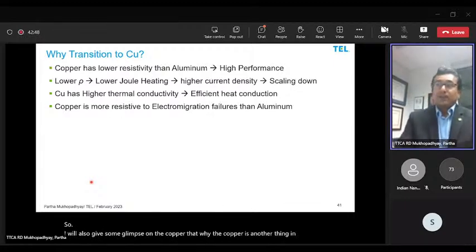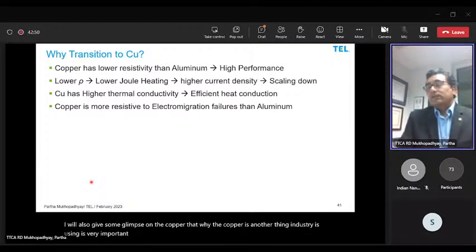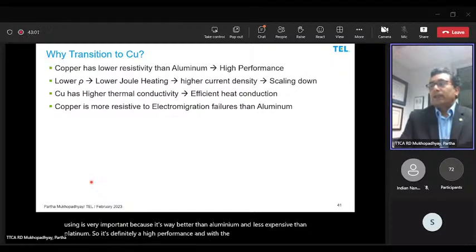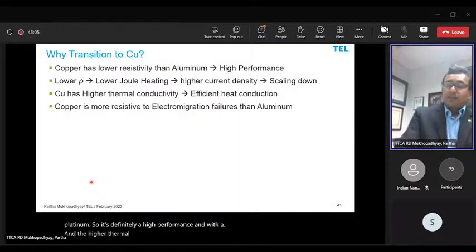Why copper is another thing industry is using. It's very important because it's way better than aluminum and less expensive than platinum. So it's definitely high performance, with a higher thermal conductivity. But it has a problem.